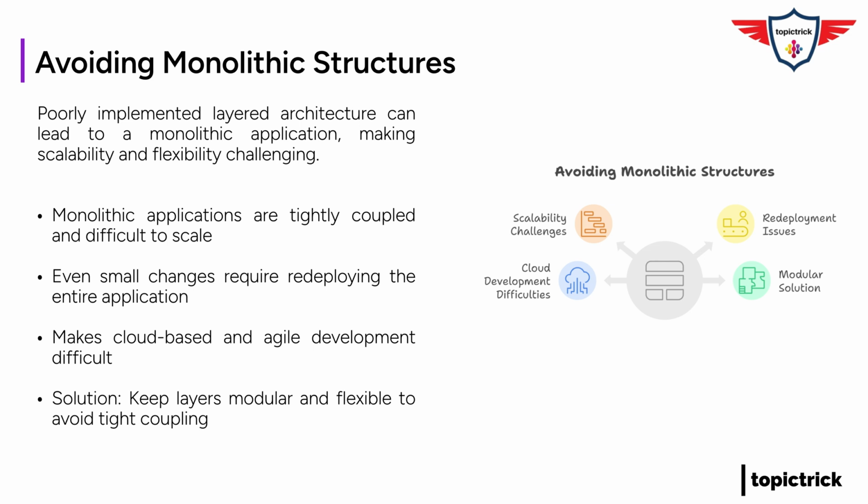In today's world where things are moving so fast and you need to be able to constantly update and deploy your software, this lack of flexibility can really hold you back. Got it. So if we're working with layered architecture, how do we avoid accidentally creating this monolithic monster? How do we keep things modular and flexible?